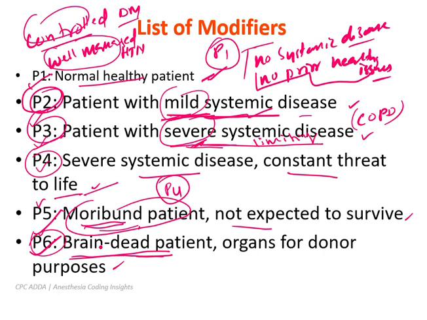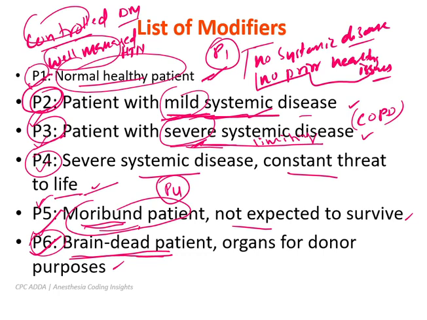Okay, so now that we understand the modifiers, let's discuss their impact on reimbursement. Each modifier represents an increasing level of complexity, which justifies higher payment rates. For instance, P1 requires minimal monitoring because the P1 modifier is used for a normal healthy patient. If you see the P1 modifier added to an anesthesia code, then that patient is a normal healthy patient, right? Then you require minimal monitoring for that case.